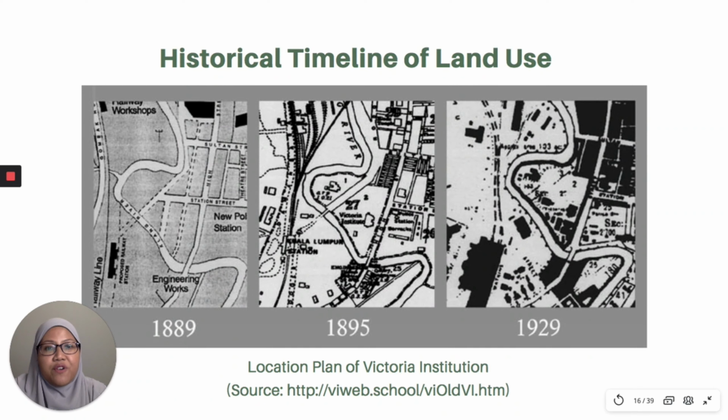And then we can further analyze whether it has changed the natural resources of the area. For example, in this map, you can see that there's a river which flows through the city. And then we can see over the years how a lot of the developments have taken place near to the river.